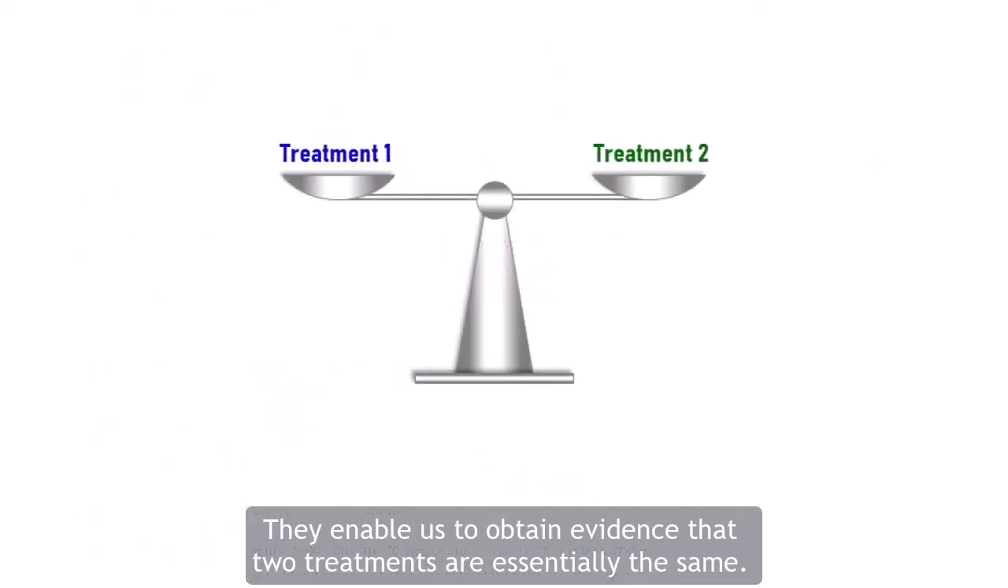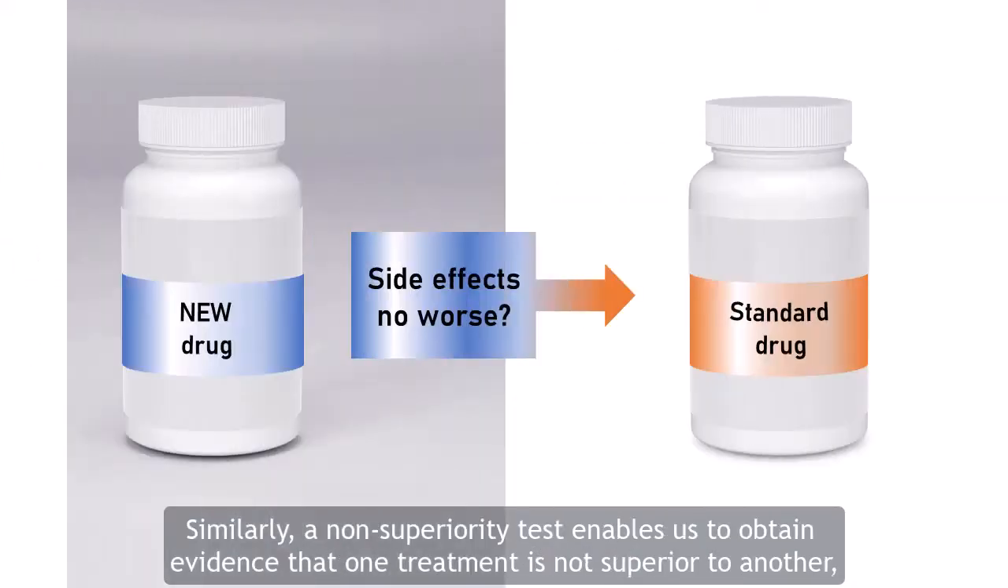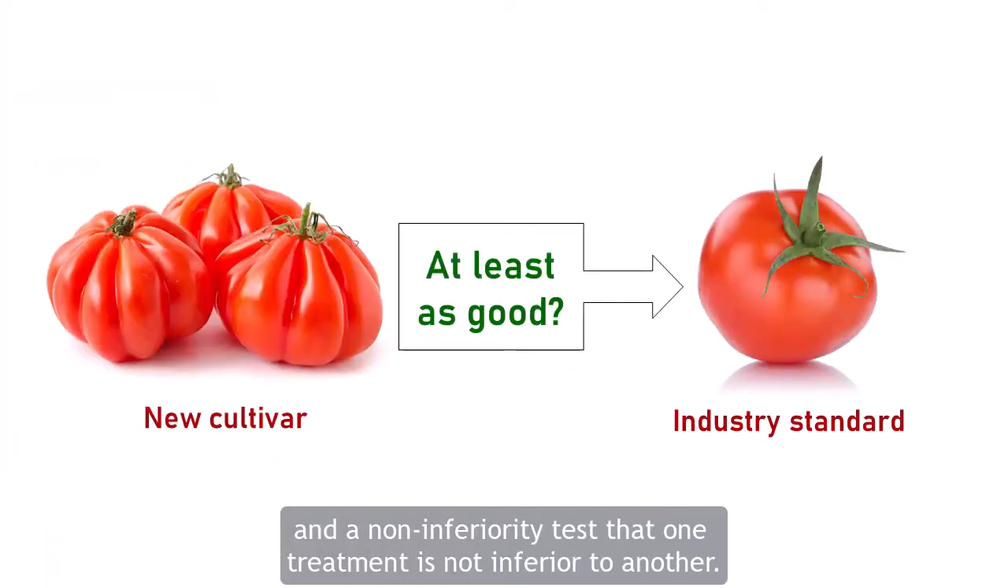They enable us to obtain evidence that two treatments are essentially the same. Similarly, a non-superiority test enables us to obtain evidence that one treatment is not superior to another, and a non-inferiority test that one treatment is not inferior to another.